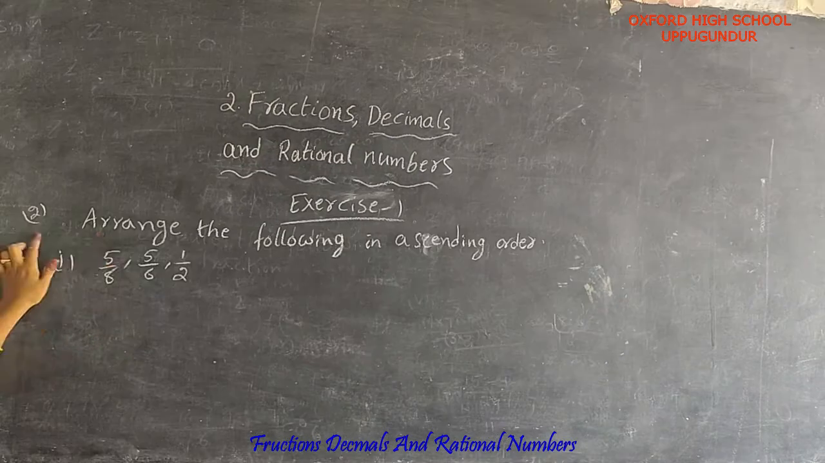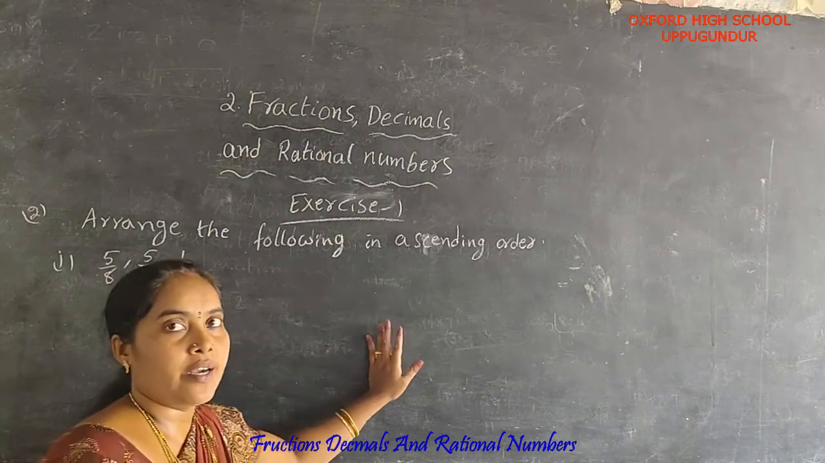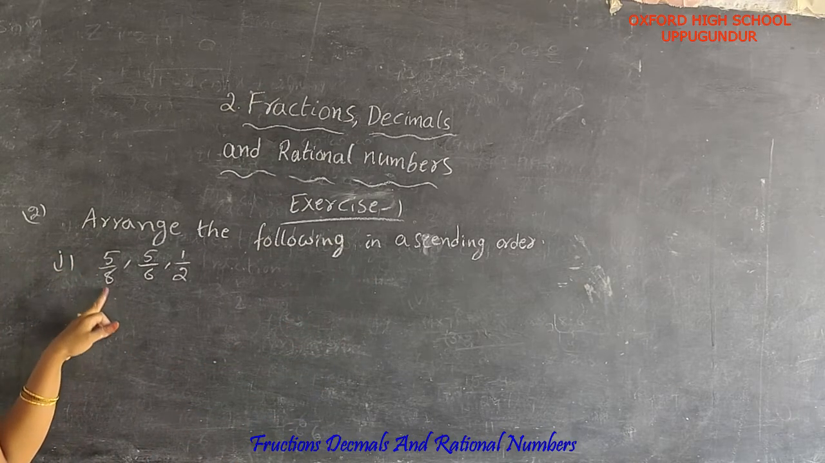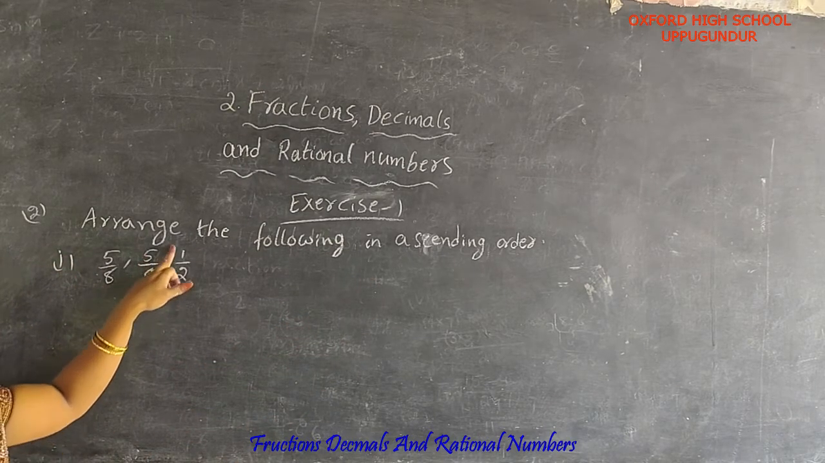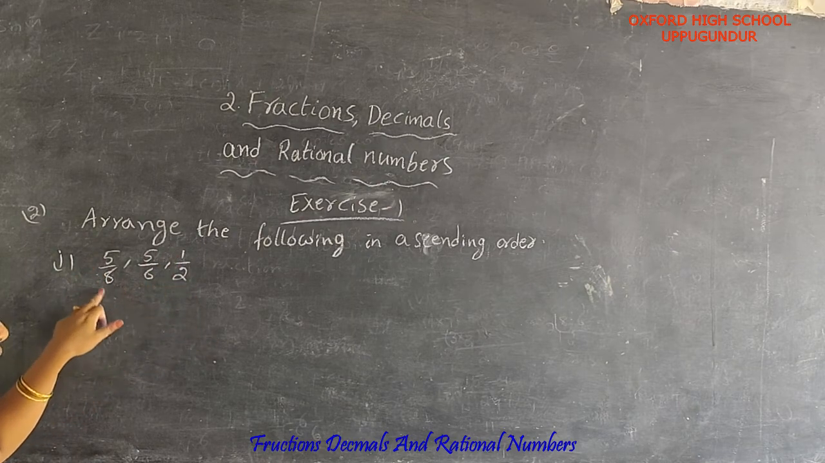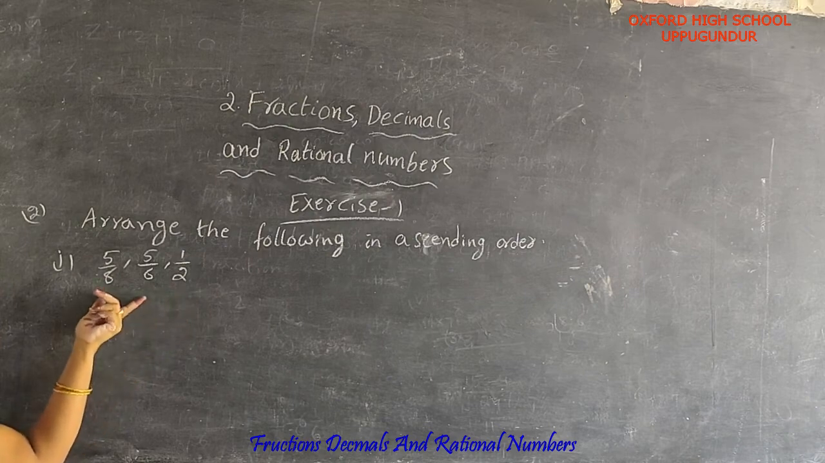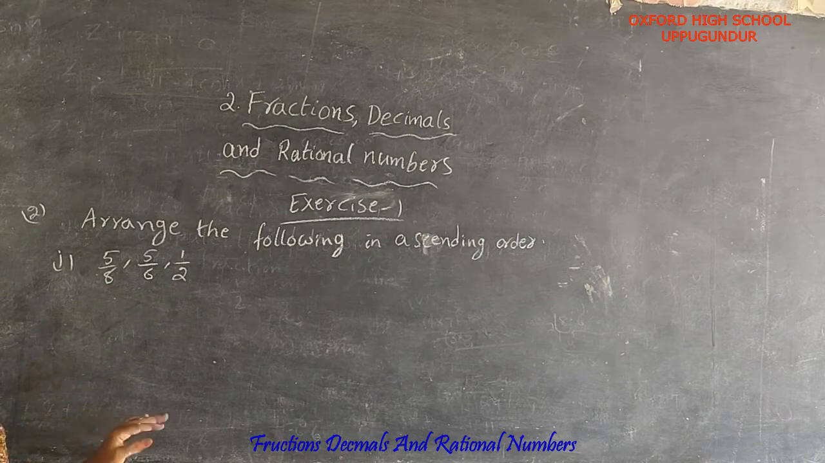Next, second Roman. Arrange the following in ascending order. First one: 5/8, 5/6, 1/2. These three fractions are unlike fractions, not like fractions.